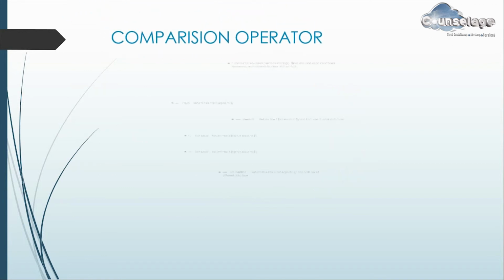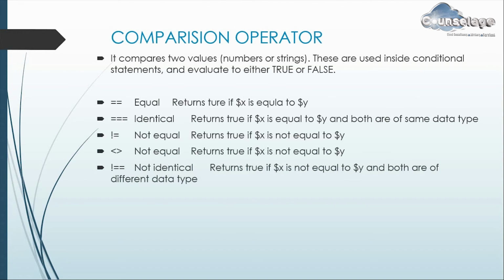Now comes comparison operators. They compare two values, numbers or strings. These are used inside conditional statements and evaluate to either true or false. Here equals, that is double equals, returns true if $x is equal to $y, and triple equals is known as identical. It returns true if $x is equal to $y and both are of the same data type.